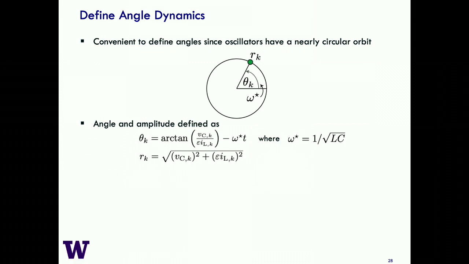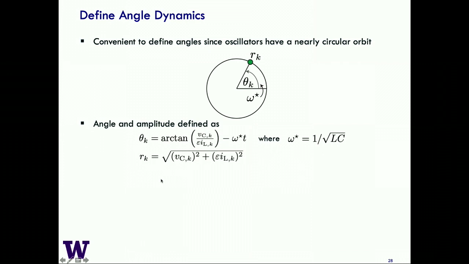And this is just like going back to that polar plot where I showed this thing is making a circular rotation. Now, one thing I do here is I subtract off the nominal frequency times t. So if this green dot is spinning around, this gives you the rate at which it spins nominally. And then this other term gives you the offset with respect to that. It's also pretty easy to define an amplitude. So this radius r is just the square root of the capacitor voltage squared plus the scaled inductor current squared.